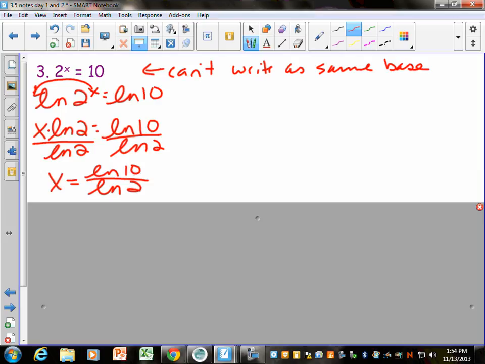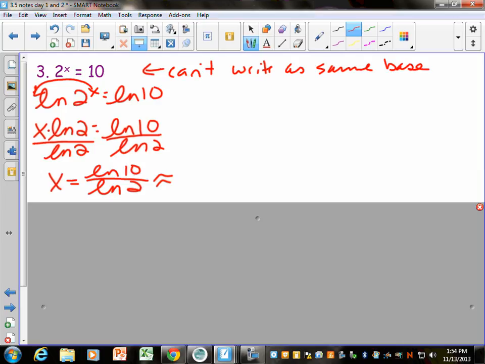But what you can do is type that on your calculator and get a decimal answer. And you should be able to tell if that answer is reasonable. 10 is between what two powers of 2? Yeah, 2 to the third is 8 and 2 to the fourth is 16. So you should get an answer of 3 point something here. So it kind of checks your work.